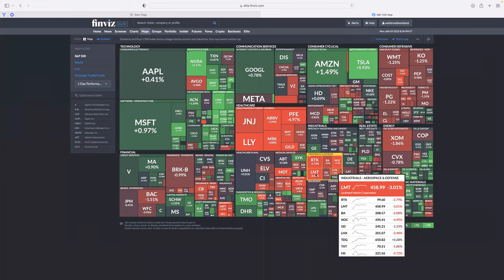One of the most notable ones in there is Lockheed Martin. Now, yes, that price is accurate. It is $458.99. So own it, but it is a great company to invest in as well as trade in, if you have the capital to do so.